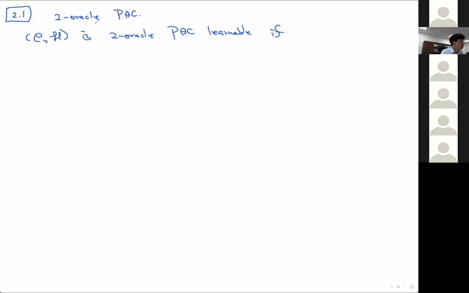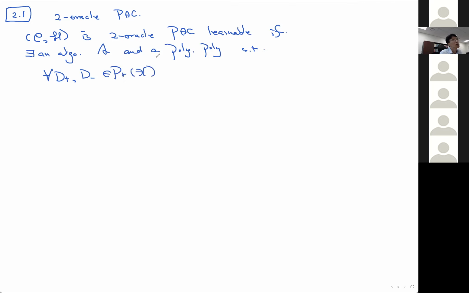if there exists a polynomial algorithm such that the following is true. And it's a bit tricky here. For any two distributions, D plus and D minus. The problem specification before was given by a concept and a distribution over the input. Here it's defined in a different way: we have two distributions over the input.